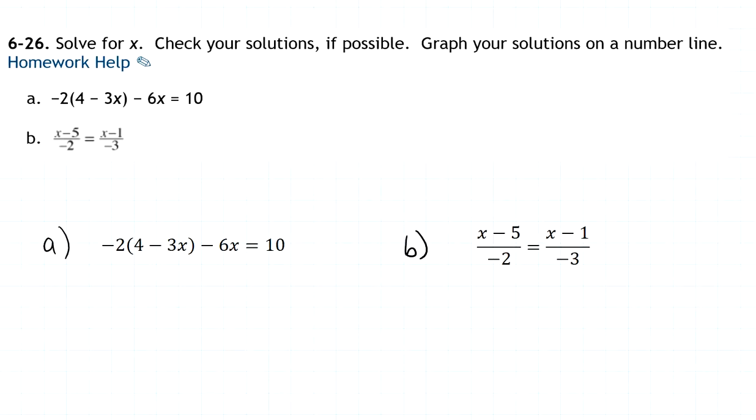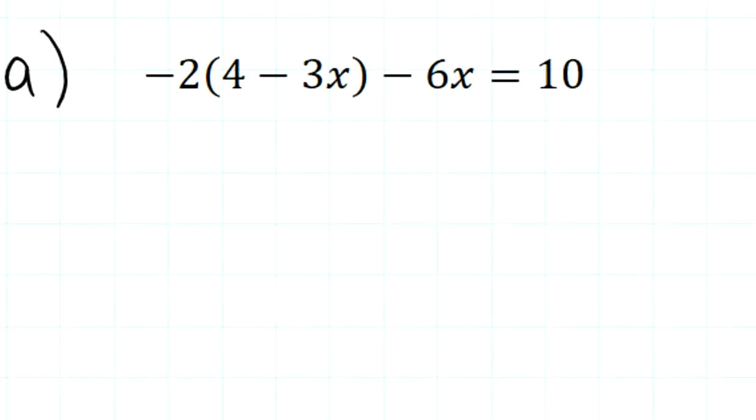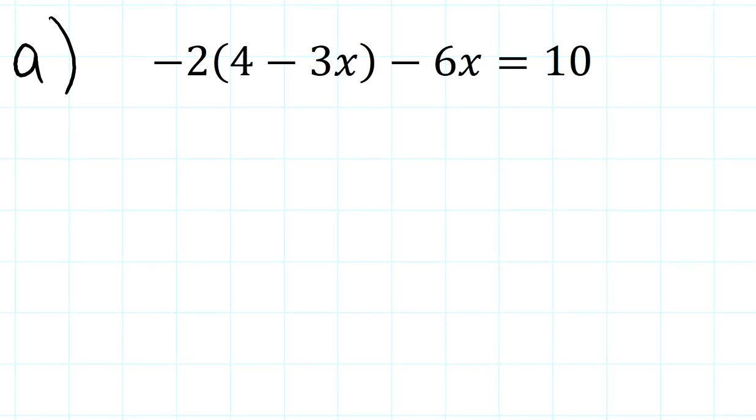So that first equation I'm just rewriting down below here. It's negative 2 times the quantity of 4 minus 3x, and then minus 6x, and that equals 10. And then we have a proportion for part B. It's (x minus 5) over negative 2 equals (x minus 1) over negative 3. The reason why I'm reading is I'm just making sure that this says exactly what this is, because now I'm going to enlarge these and not take a look at that other part.